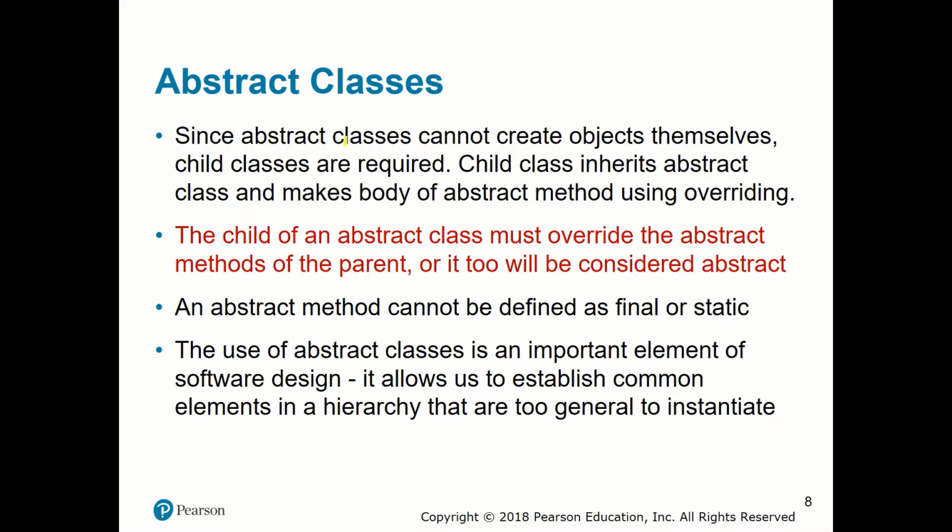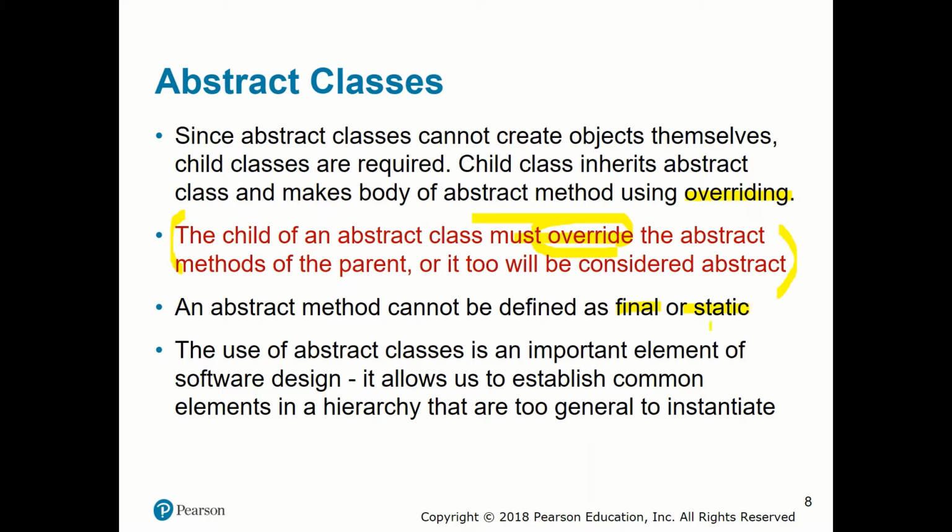Since abstract classes cannot create objects themselves, child classes are required. A child class inherits the abstract class and makes the body of the abstract method using overriding. The child of an abstract class must override the abstract methods of the parent, or it too will be considered abstract. Okay, this is important. An abstract method cannot be defined as final or static.